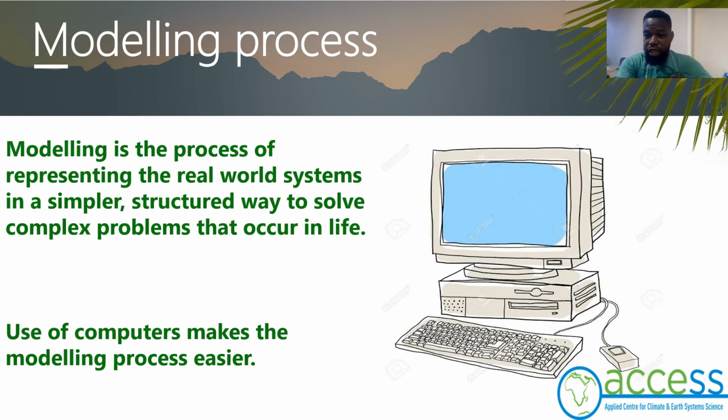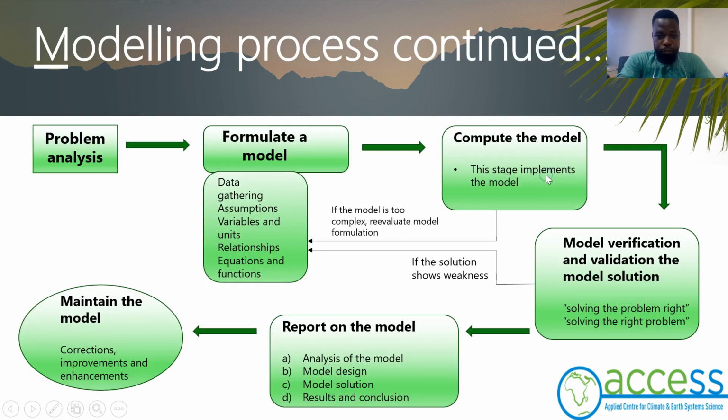And to achieve this, modern civilization has adopted the use of technology in the form of computers to input these mathematical equations into them so that they can compute. This has made the modeling process much easier and efficient. The modeling process is represented in this flow diagram, where we have the problem analysis all the way through to the maintenance of the model. And I'll go on to explain each and every step of the modeling process.